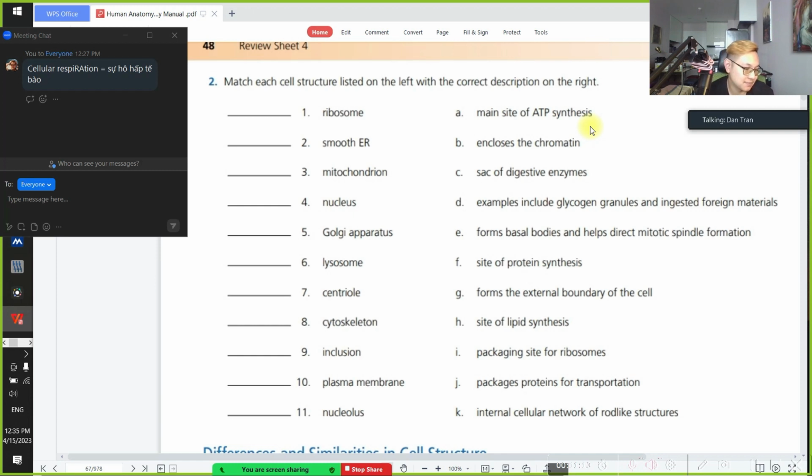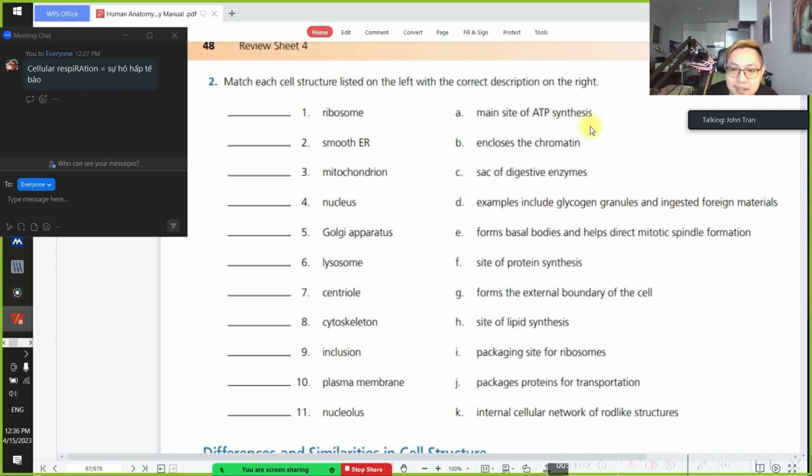Site of protein. Plasma membrane. No. Nơi nào sản sinh ra protein? Site of protein synthesis. No. Site of ribosome. Say again. Ribosome. Ribosome, okay? Ribosome. Yeah.